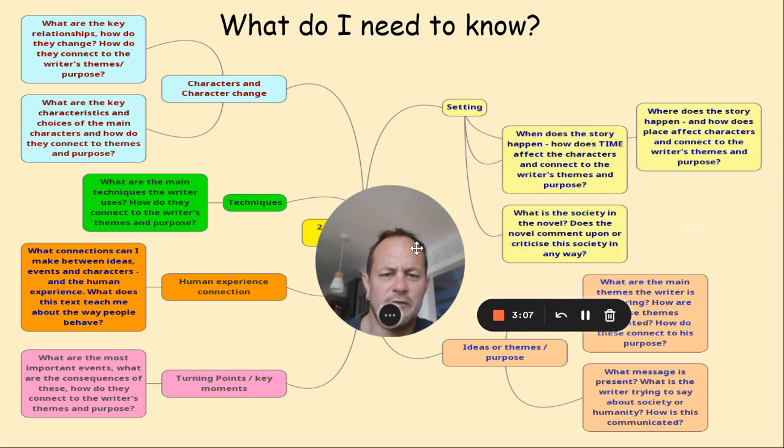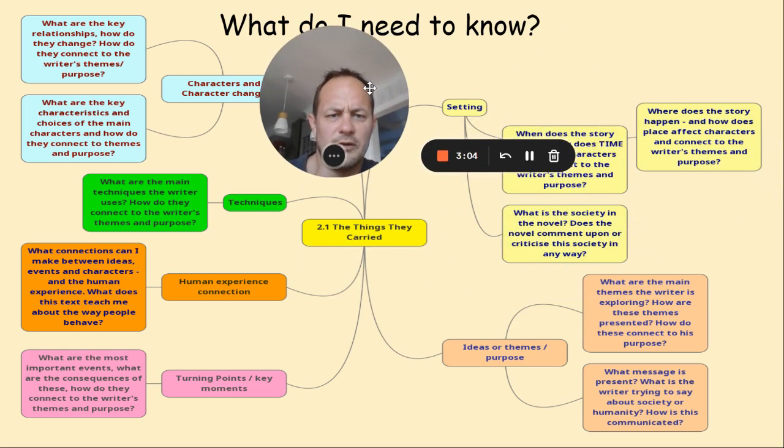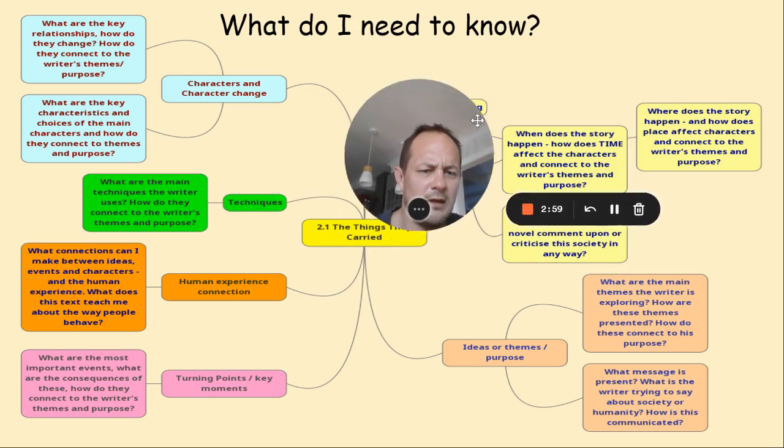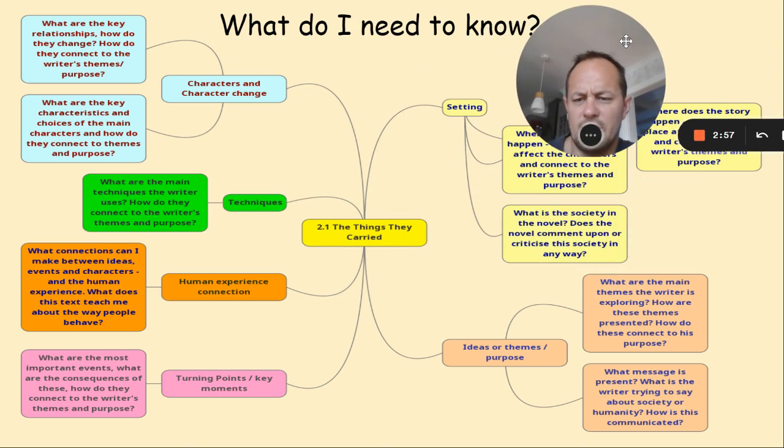I'll just move this. You can take a bit of time to look at these various things, about setting, about the ideas and themes, about the turning points, about the connections for the human experience part, the techniques, and the characters. Now, you may look at that and think I've got lots of gaps. Well, if we can cover 3 to 4 of those things before the exam, and you can talk about those with some confidence, you should be well set.